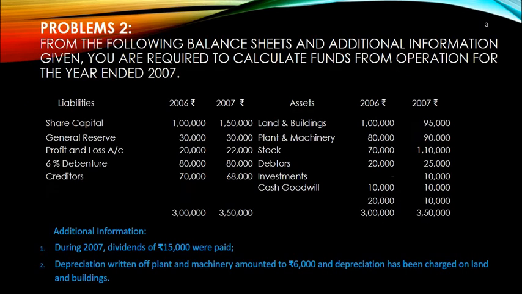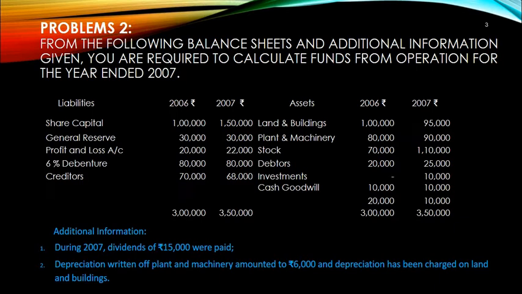Problem number 2 reads: from the following balance sheets and additional information given, you are required to calculate funds from operation for the year ended 2007. So we have a balance sheet, that is liabilities and assets, with the values of 2 years, 2006 and 2007. And also we have additional information.